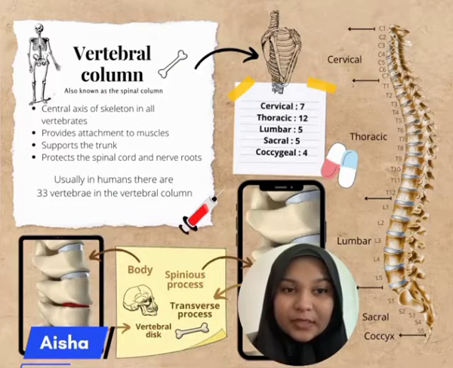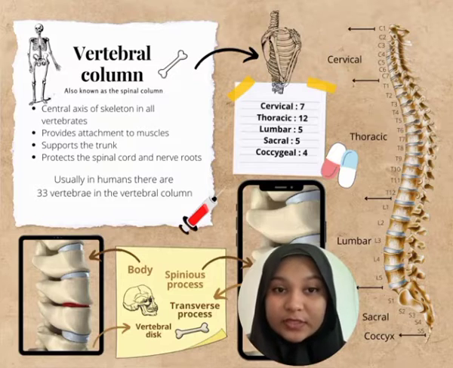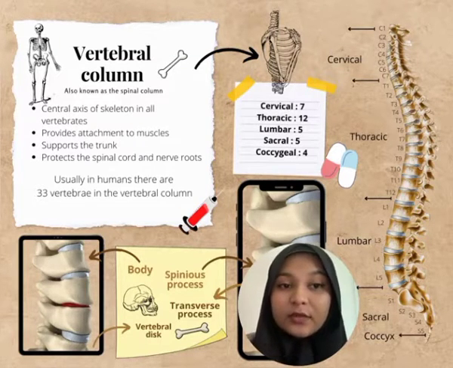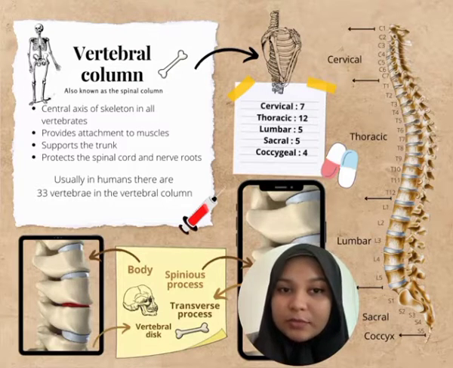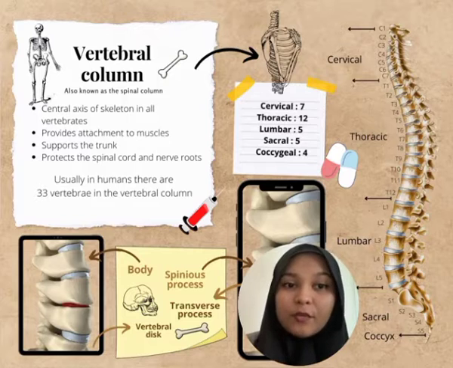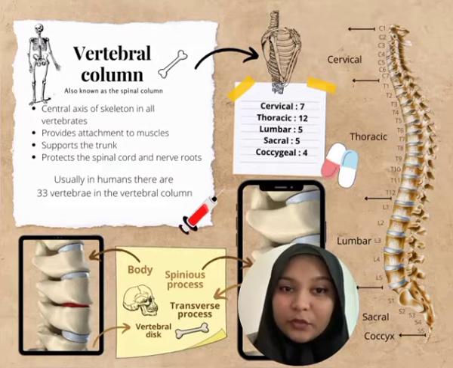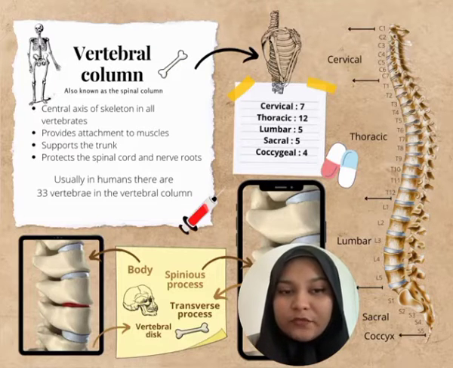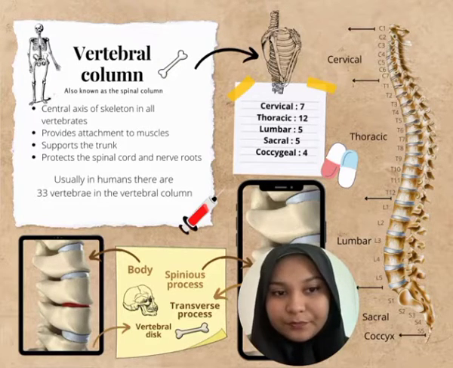Vertebral column. This is a very important part of the skeletal system. It's the central axis of the skeleton in all vertebrates. The vertebral column provides attachments to the muscle, supports the trunk, protects the spinal cord and nerve roots, and serves as a site for hemopoiesis, which is known as the formation of blood cells.